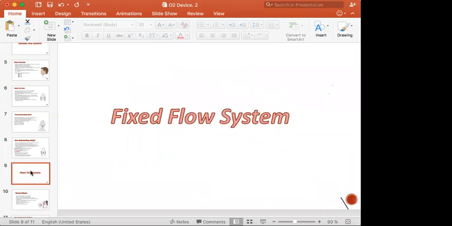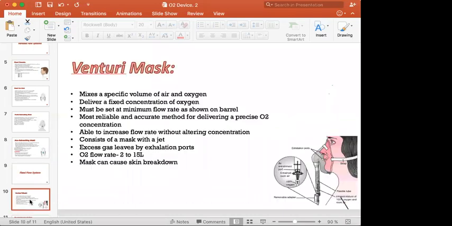Okay, high flow or fixed flow system, the most common one is the Venturi mask. The Venturi mask gives the patient a specific FiO2 with a mixture of air and oxygen. Depending on the jet size and the barrel, the FiO2 is determined.